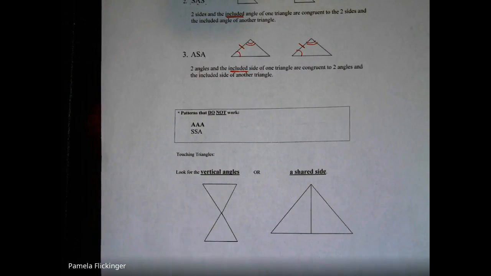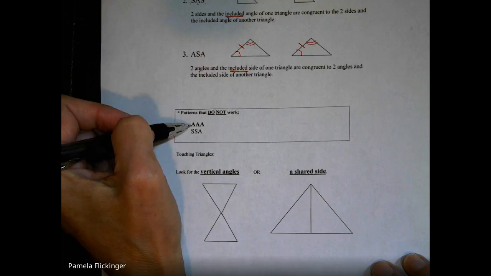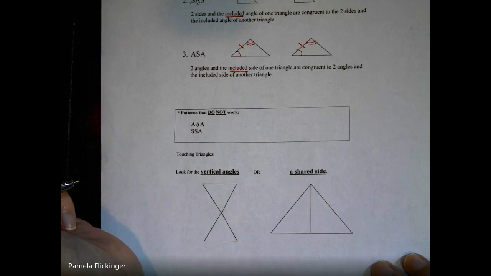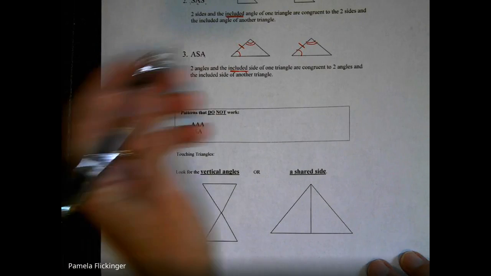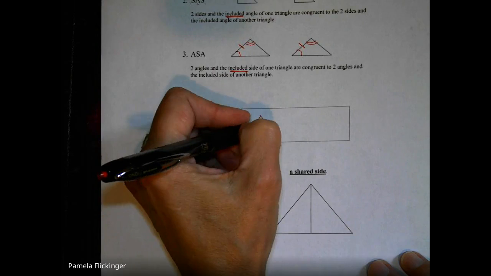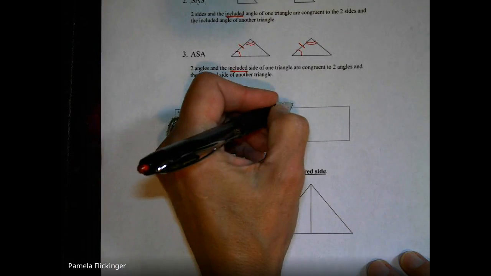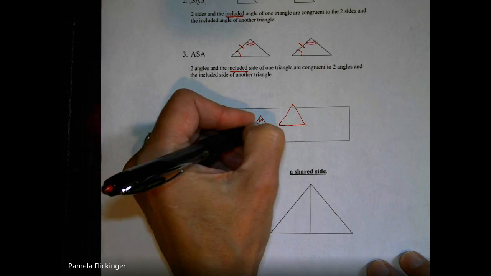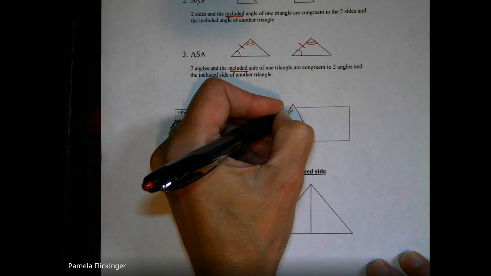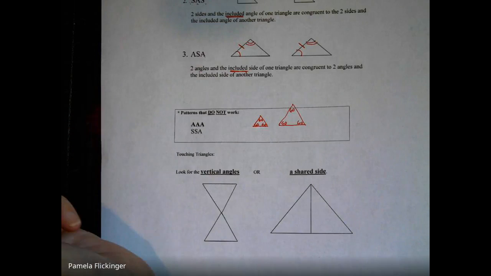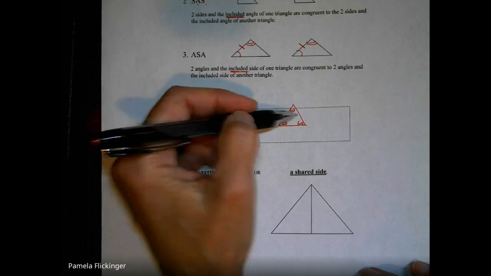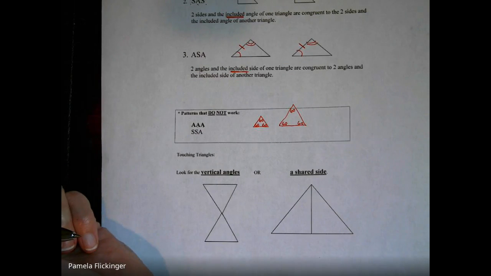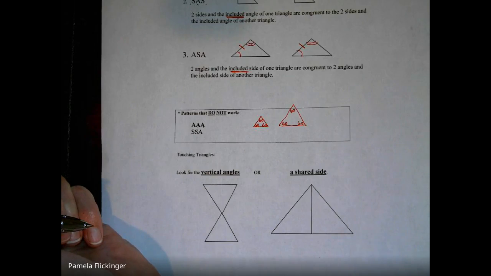Now, make sure we understand that some patterns don't work. All right, angle, angle, angle does not work. An easy example would be to do equilateral triangles, right? We know that these are all 60, 60, 60, 60, 60, 60. But guess what? Those are not congruent to each other. So having three angle measures the same does not make congruent triangles.